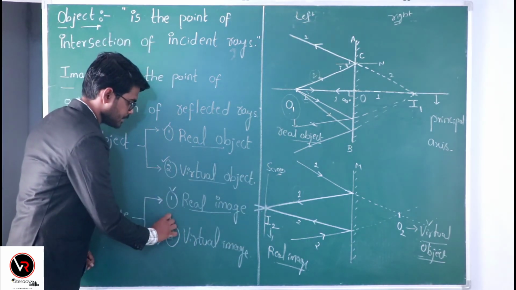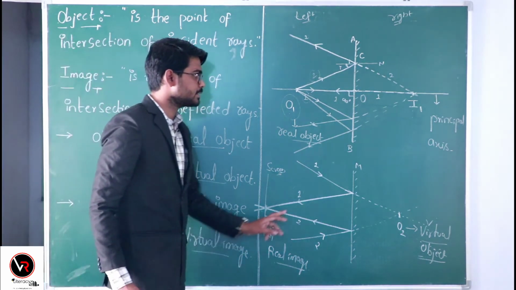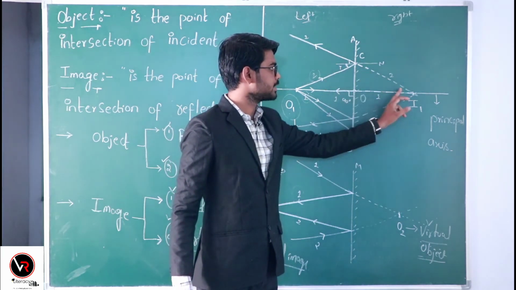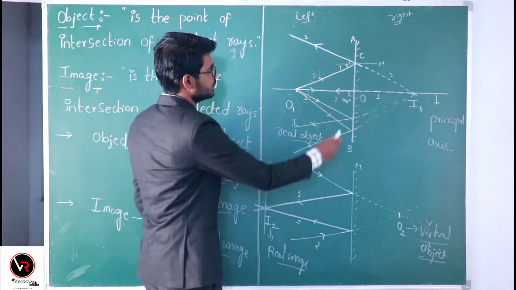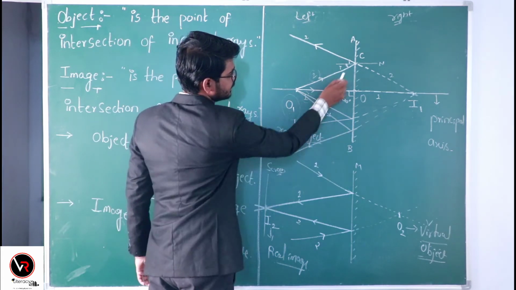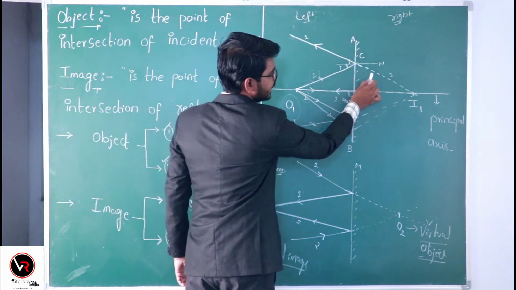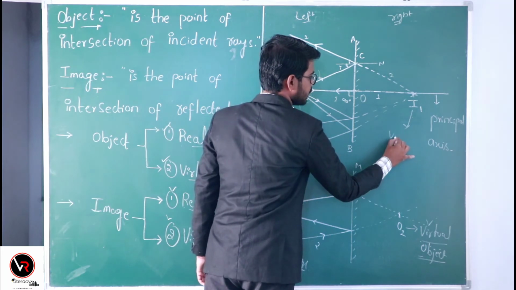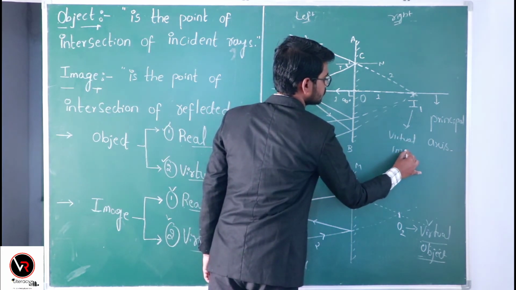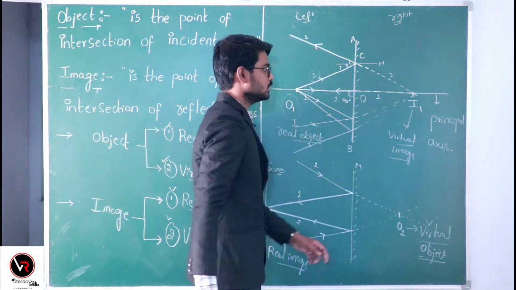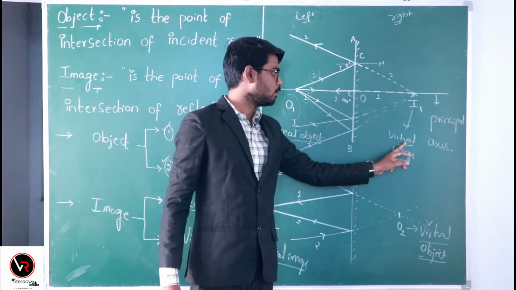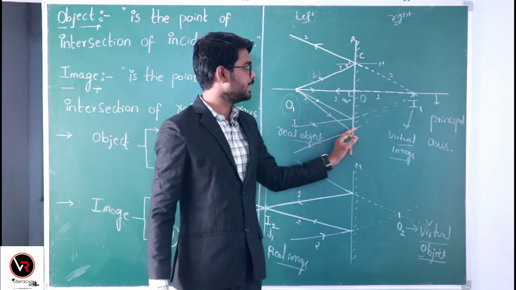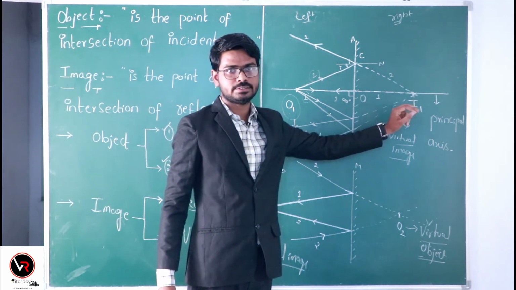So what is a virtual image? A virtual image is the image formed due to intersection of extended reflected rays. See this first reflected ray and this second reflected ray. On extension, they meet at this point I1, and I call this one the virtual image. So a virtual image is formed when the reflected rays meet due to extension.